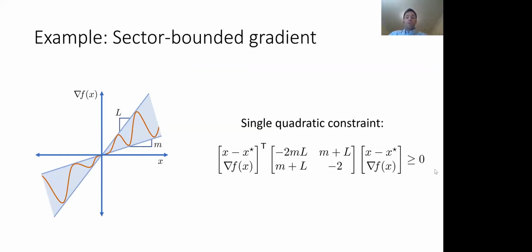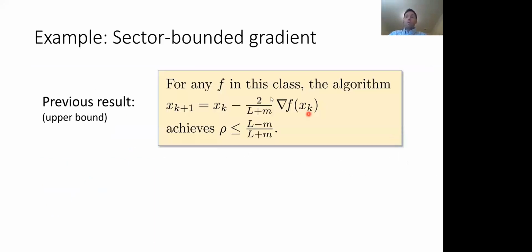To use the previous result, we must specify an algorithm. If we choose gradient descent with the following step size, then we get this upper bound on the convergence rate. So gradient descent is at least this fast on this class of functions. But this result does not tell us whether there might be some other algorithm that is even faster.